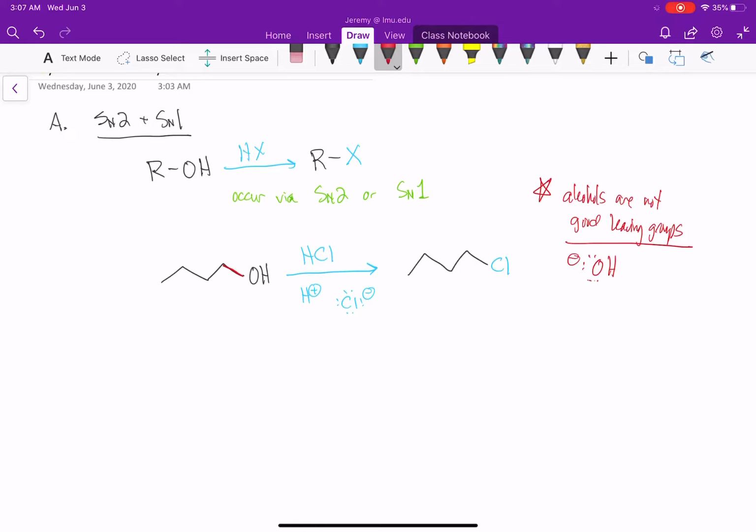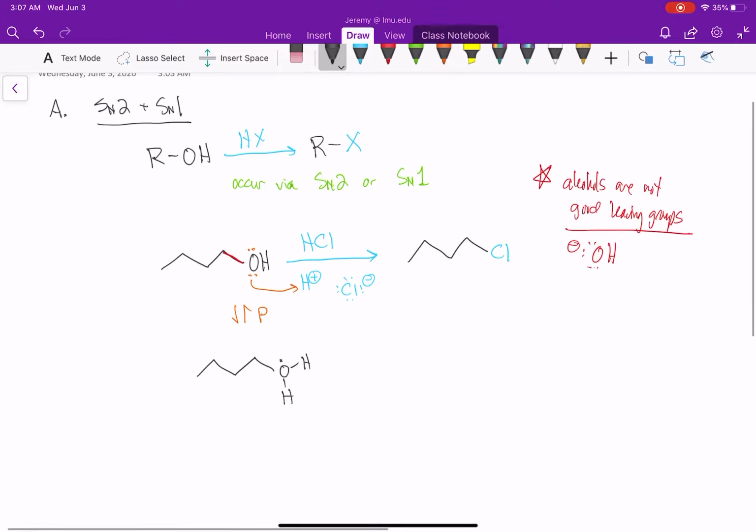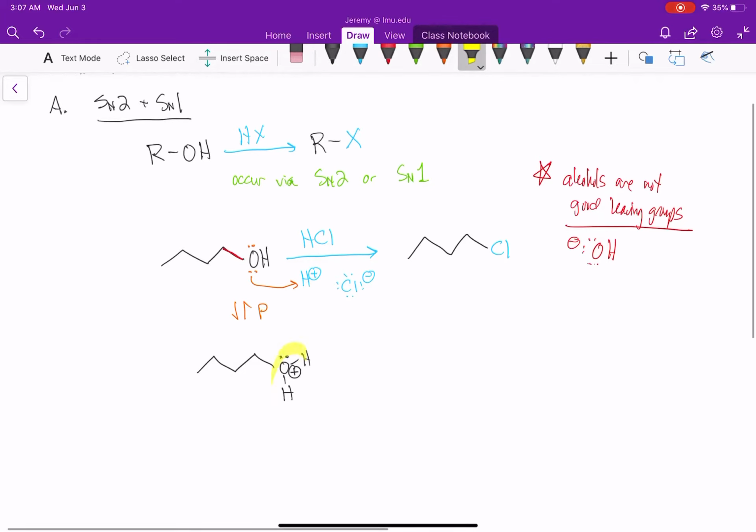So we need to do something to make it a good leaving group, and that's where the acid comes in. In our first step with our alcohol, we're actually going to protonate that alcohol. One of the lone pairs on the oxygen will become a bond to H, so there's only one lone pair left. That oxygen has 5 valence electrons and a positive charge. So now essentially what we've done is made OH2.